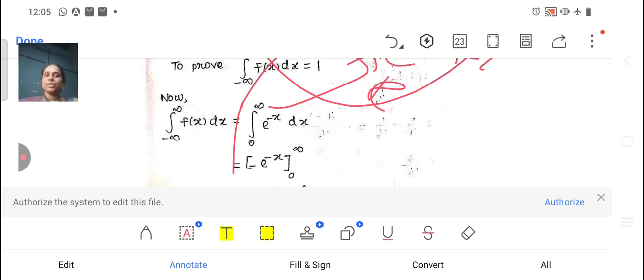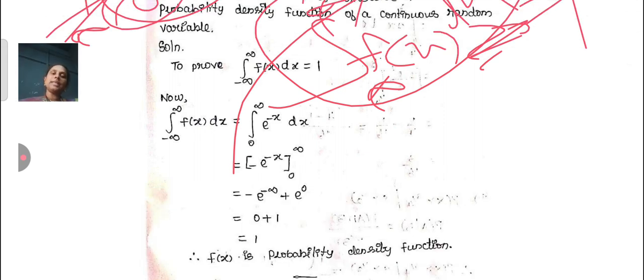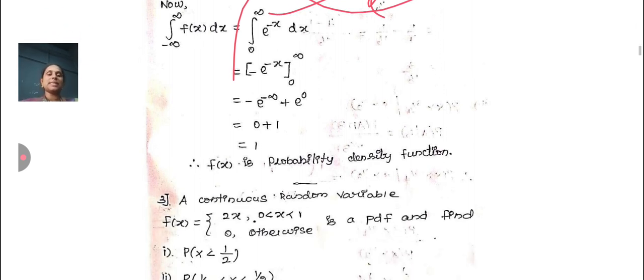After integrating with respect to x, e power minus x divided by minus 1, so the value is minus e power minus x from 0 to infinity. We substitute the upper limit minus the lower limit. E power minus infinity is 0, and e power 0 is 1. Upper limit minus lower limit, so minus into minus is plus, which equals 1. So the integral from minus infinity to infinity of f(x) dx equals 1, so the given condition is a probability density function.